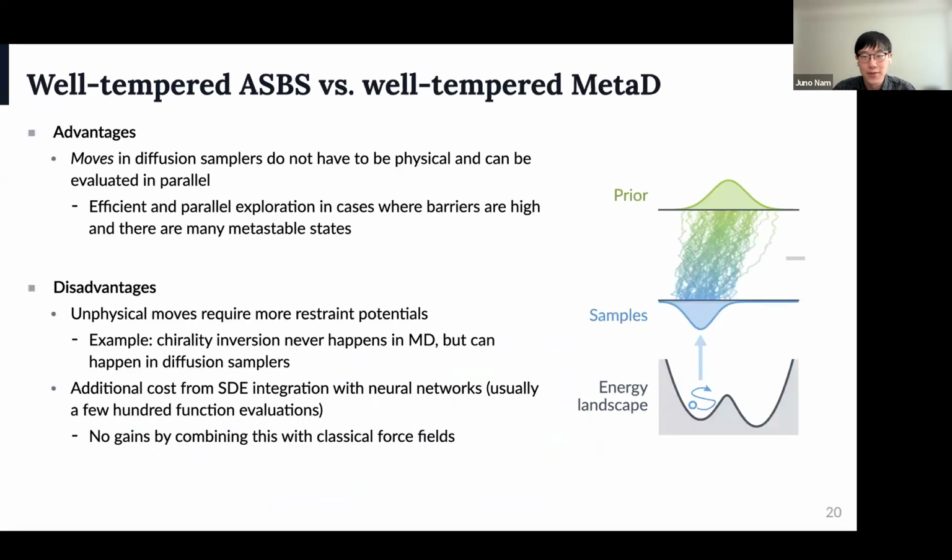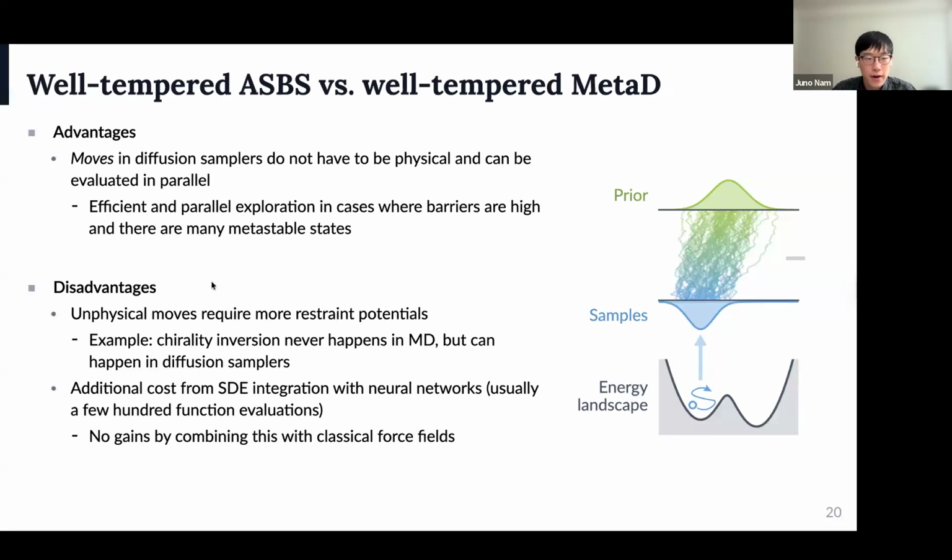And when we compare to the metadynamics simulation, by combining this biasing mechanism with a diffusion sampler, we can move, like the diffusion sampler will generate uncorrelated samples from the current sampling distribution. So instead of running MD and generating time correlated frames, we can move in all different directions in the potential energy landscape. So it will show advantage in having efficient and parallel exploration directions where there are many modes in the system and barriers are high.